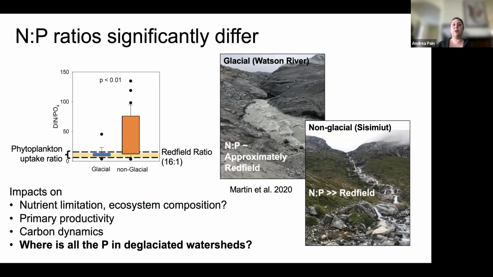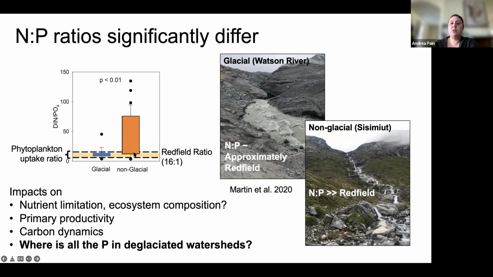So when you take it one step further and take a look at the ratio of nitrogen to phosphorus that's being exported, again, we see some significant differences. So the glacial meltwater river is exporting nitrogen to phosphorus in a ratio that's fairly similar to the Redfield ratio. So that would be what kind of phytoplankton would preferably take up in the coastal ocean. Whereas the non-glacial systems have much more variable and typically higher nitrogen to phosphorus ratios. So they're exporting relatively more nitrogen relative to phosphorus.